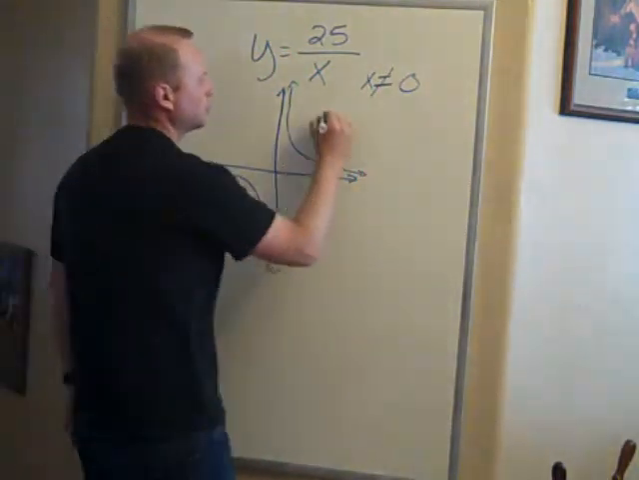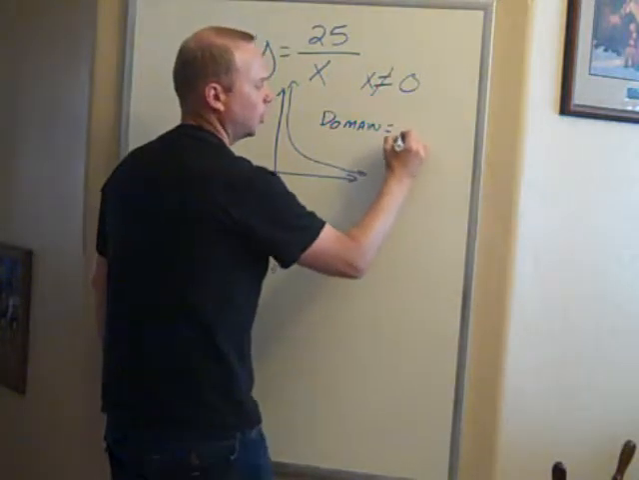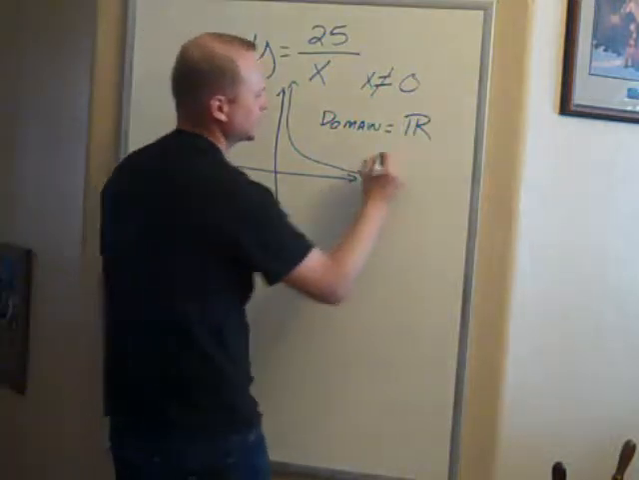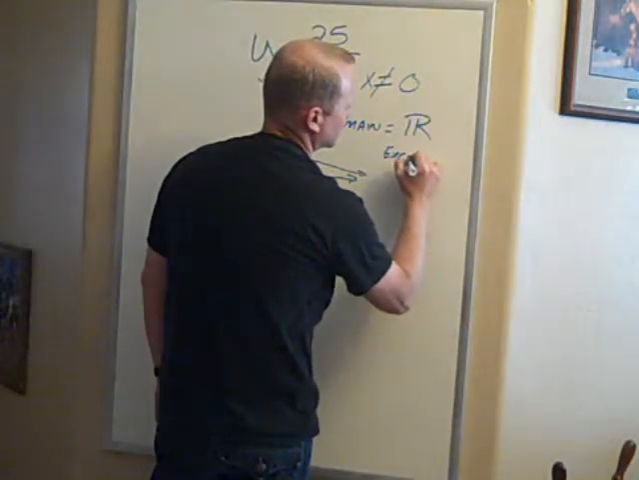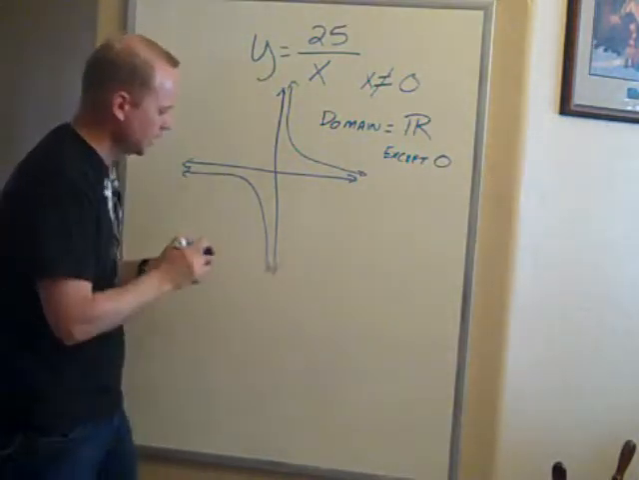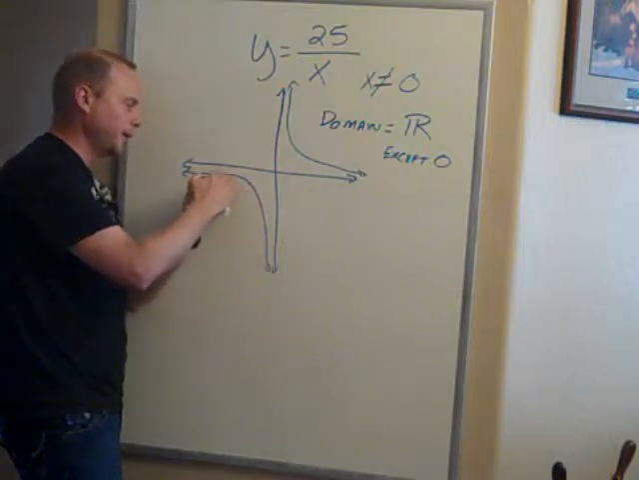Okay? So our domain would be all real numbers. That's our shortcut for all real numbers, except 0. It can be anything. Anything except 0.